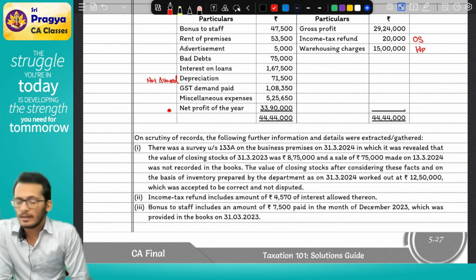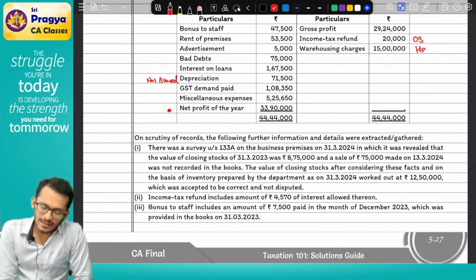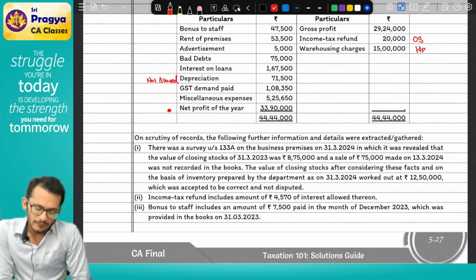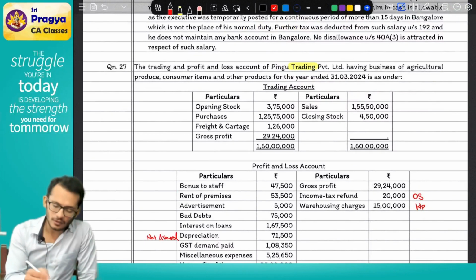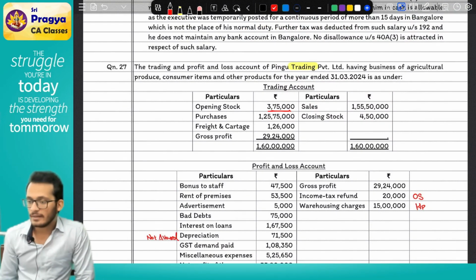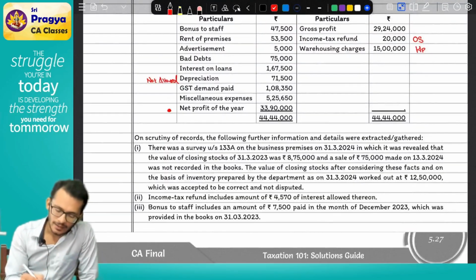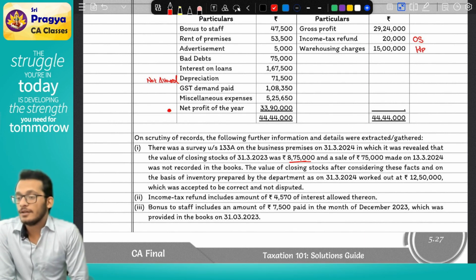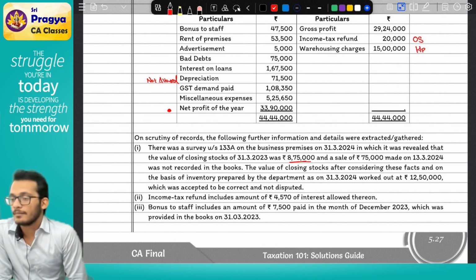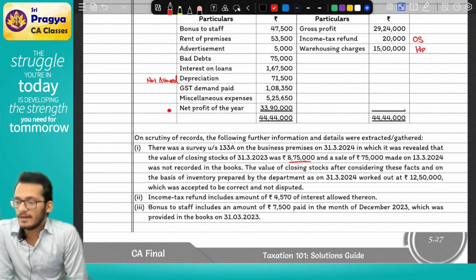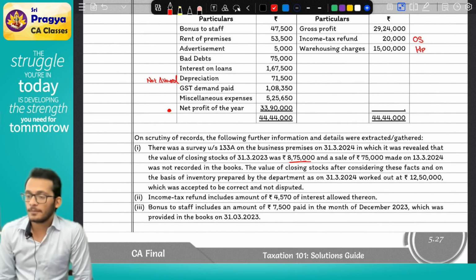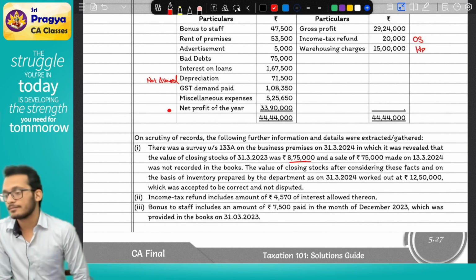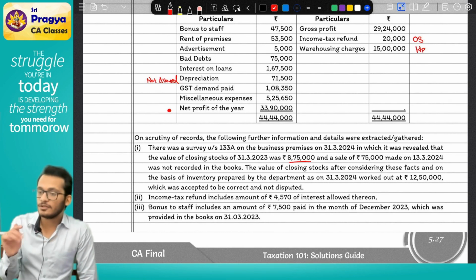They are saying the value of the closing stock of 31st March 23, which means current year opening stock, is 8,75,000, and a sale made on 13th March 2024 was not recorded in the books of accounts. So the opening stock, which is 3,75,000, should have actually been 8,75,000. Is your stock undervalued or overvalued? Your stock is undervalued. If the opening stock is undervalued, will your profit come down or increase? Your profit will come down.